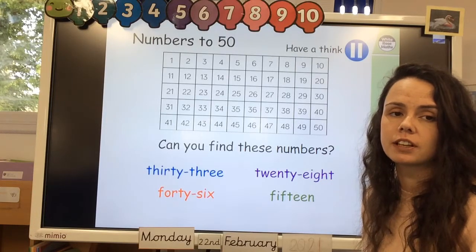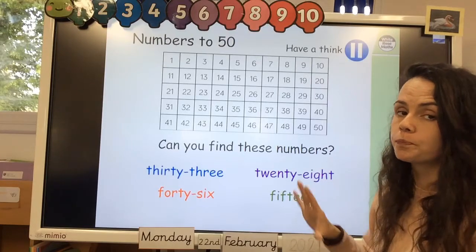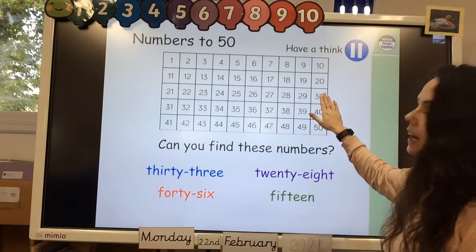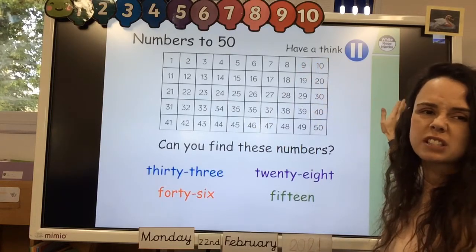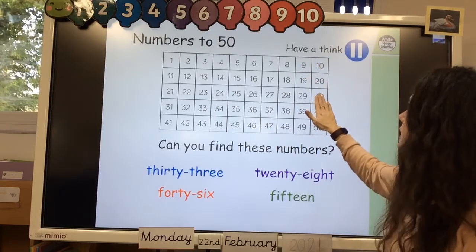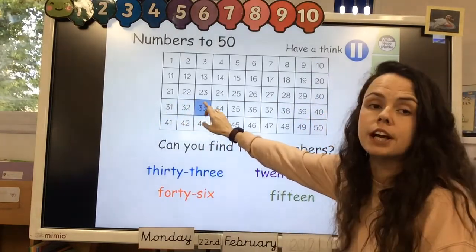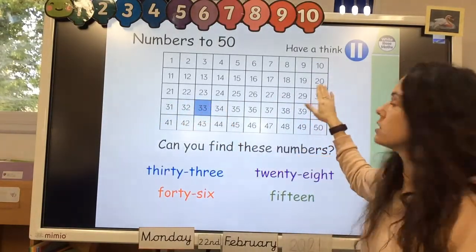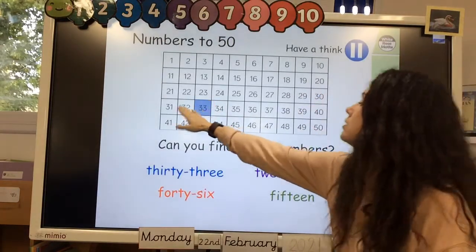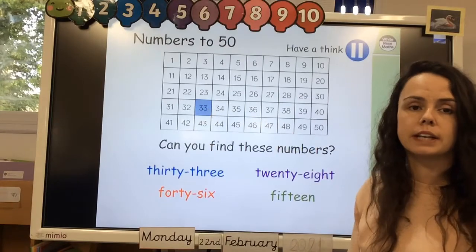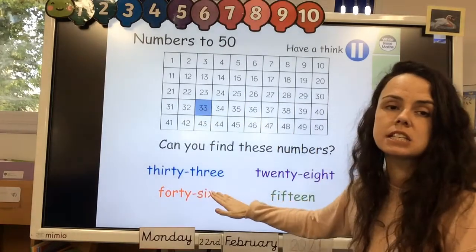33. Okay, my turn. So 33, what I'm going to do is I'm going to find number 30. I'm going to count along 3. Now I can't go this way because I run out of number square. 30, 31, 32, 33. This is 33 because we have 30 and then we've counted along 3. 33. Well done.